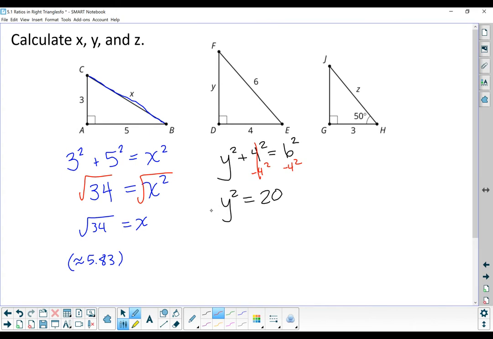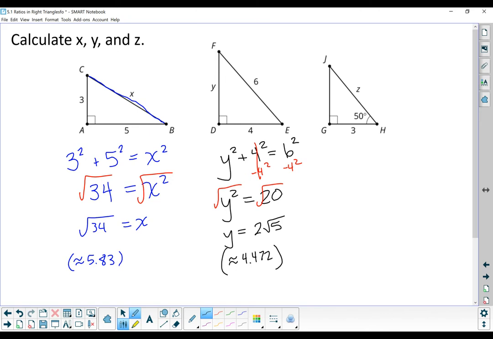If we now take the square root of both sides of our equation, we get that y is equal to 2 root 5 if we simplify the radical form there. And let's see about how big that is. That is approximately 4.472, if we were wanting to know the decimal approximation there.